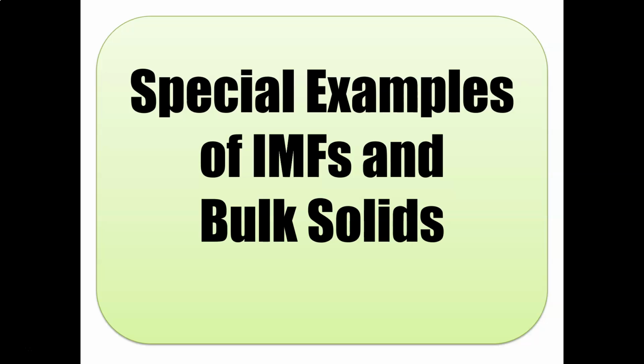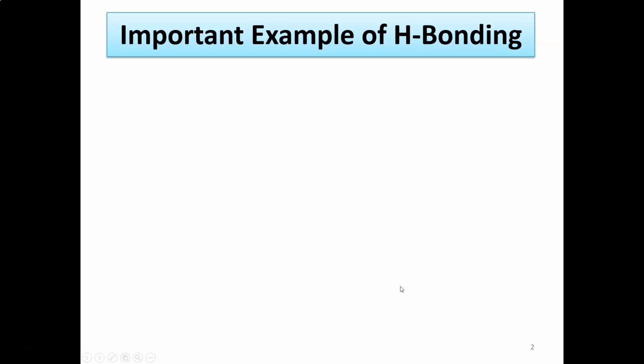We'll also learn about these things called bulk solids, which are a little bit strange because they're kind of a combination of inter and intramolecular forces. So we'll kind of see what happens when you start putting all these together. You get something called a bulk solid. So the first example of special IMFs we have is for hydrogen bonding.